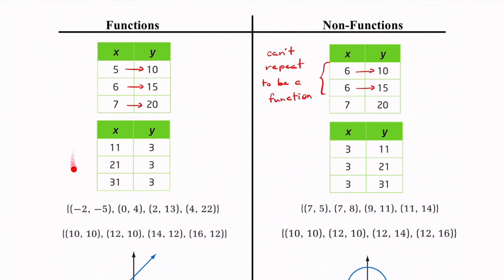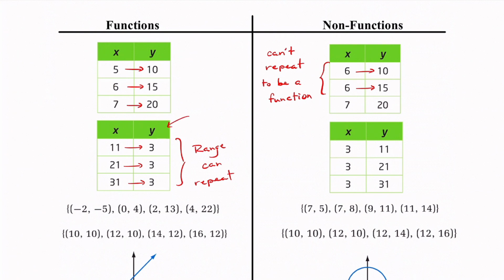So if I look at this one over here now, I can see 11 gives me 3, 21 gives me 3, and 31 gives me 3. Now, I have repetition on this side, but repetition on that side is allowed, because you could say person 11 has $3, person 21 also has $3, and person 31 also has $3. So you can have repetition on the range side.